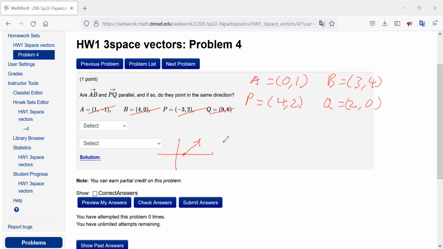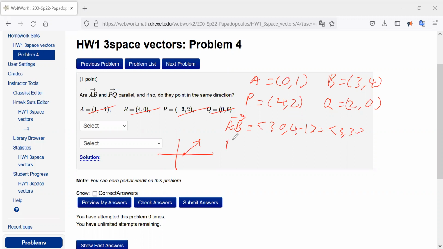Well, first, let's just figure out numerically what these are. AB is going to be the same value as the point B minus the point A. So that's going to be the x value of B minus the x value of A, so it's going to be 3 minus 0, and then the y value of B minus the y value of A. So that's 4 minus 1, which is equal to 3, 3.